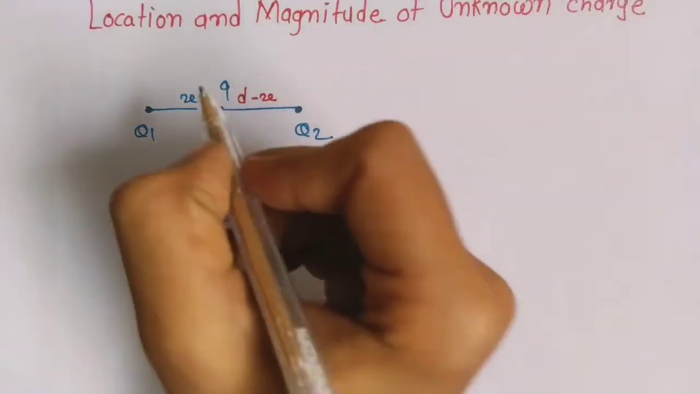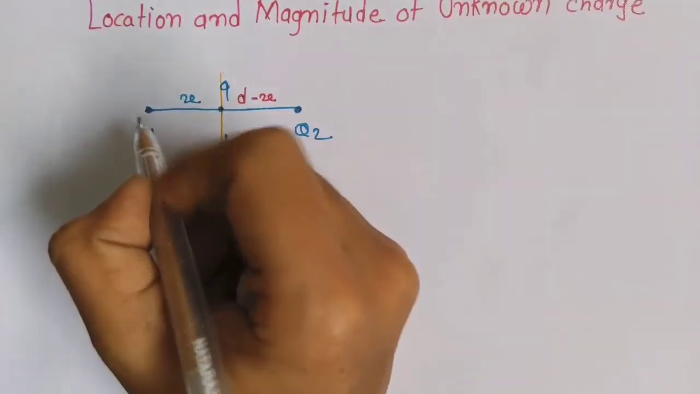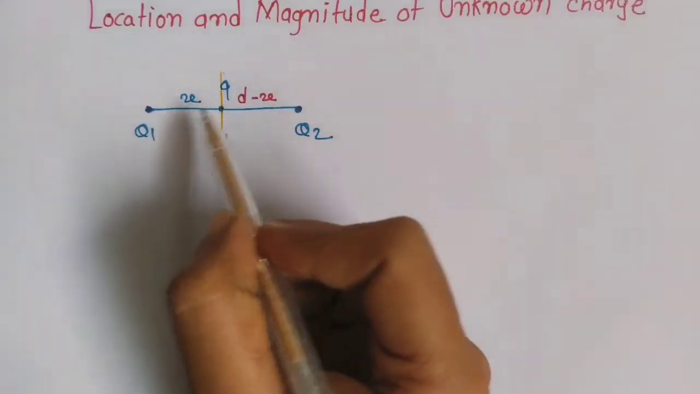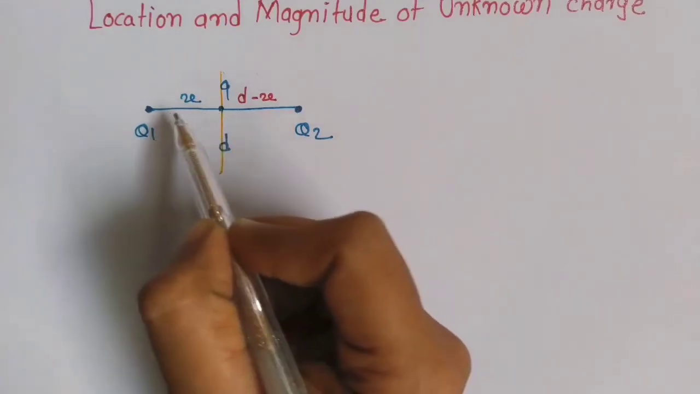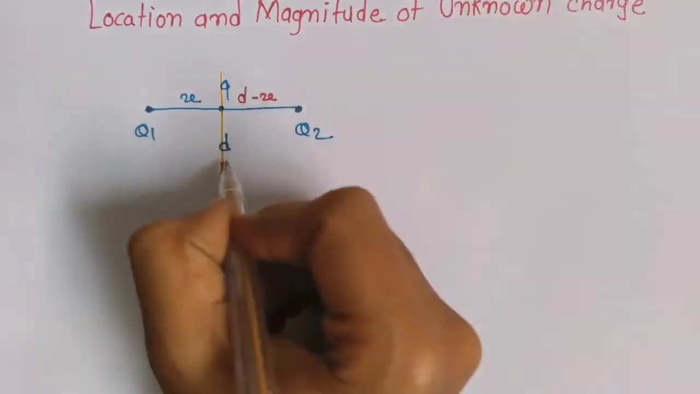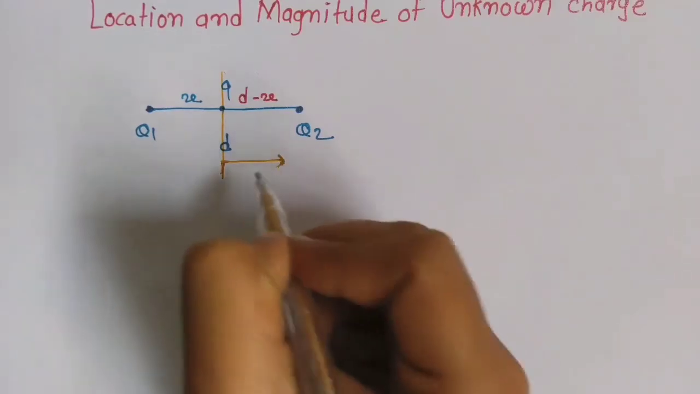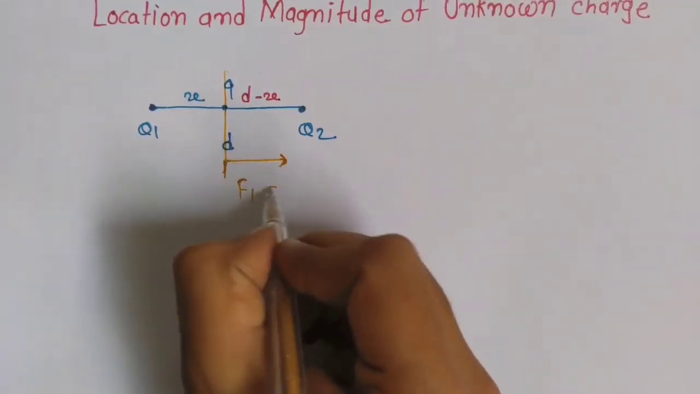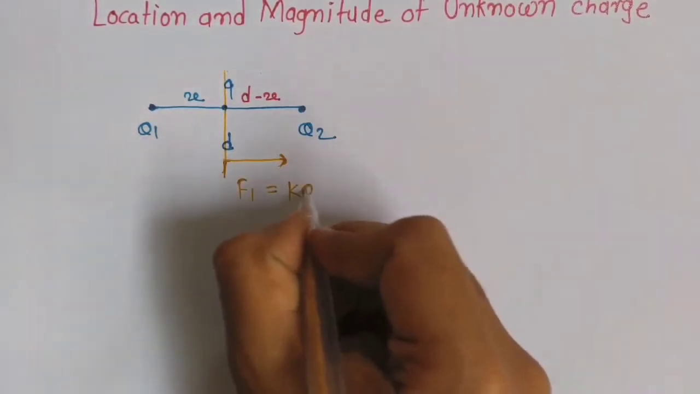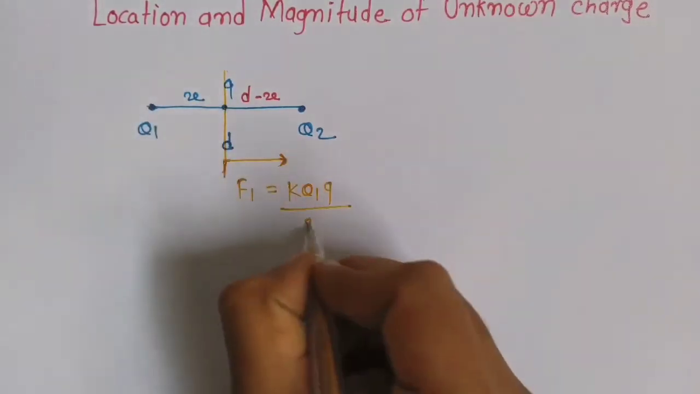First, we know the force on this charge Q due to this charge Q1. Here charge Q1 and charge Q both are positive. That's why they repel each other, and the direction of the force is away from charge Q1. So this is the direction of that force. This force F1 is equal to K Q1 Q upon the distance between them, x square.